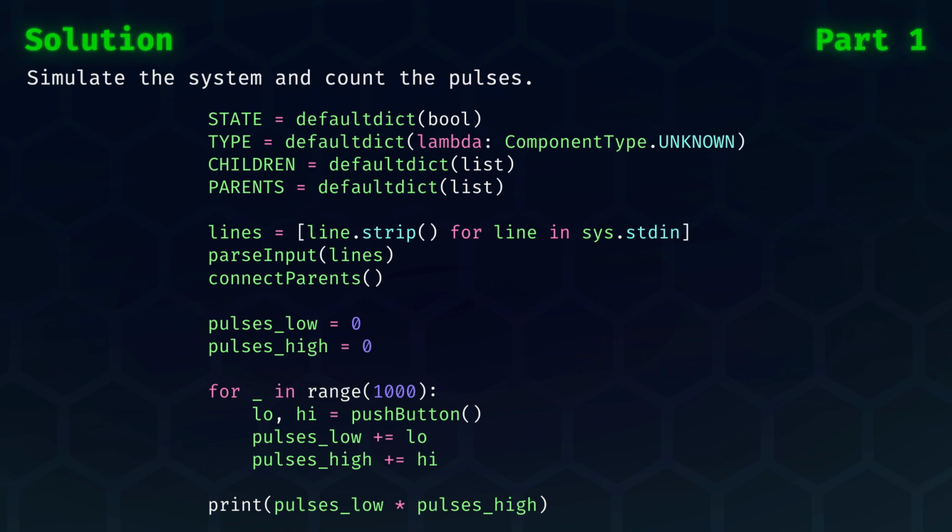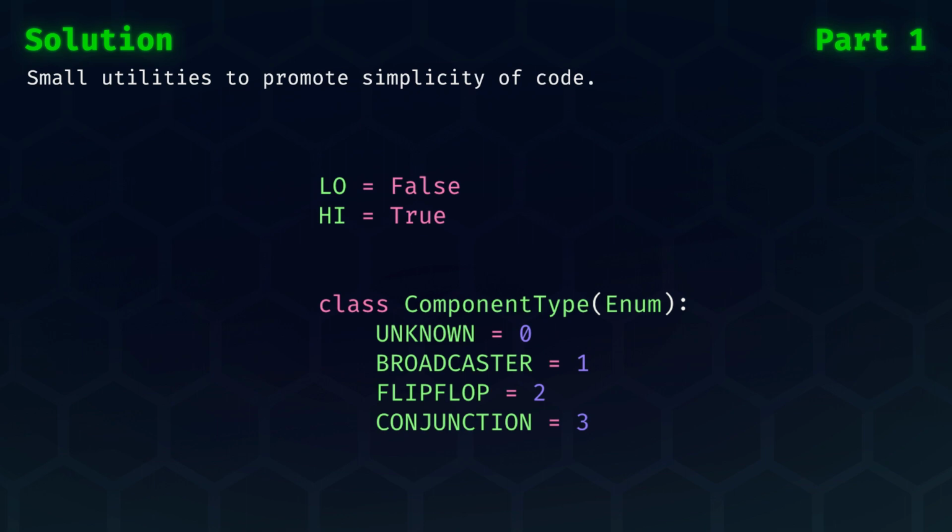Then to solve the problem, we'll have 2 trackers for high and low pulses, and we will push the button 1,000 times. At the end, we should be able to just multiply the pulse counts together, and we'll have our solution. To make our code a little bit simpler to read and write, I propose adding 2 small utilities. First off is to alias a Boolean into low and high variables. Secondly, an enum can help us identify the type of each module.